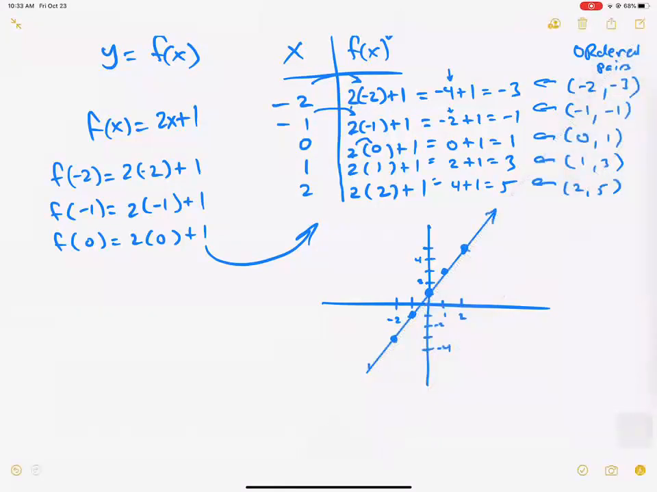But the idea of this line, it's all the possible solutions. So we have 5 points here. But what if I wanted to plug in 1.1? What if I want to plug in 1.5? What if I want to plug in 2.5, right? So a line is actually made up of all the tiny points for every x and y value.